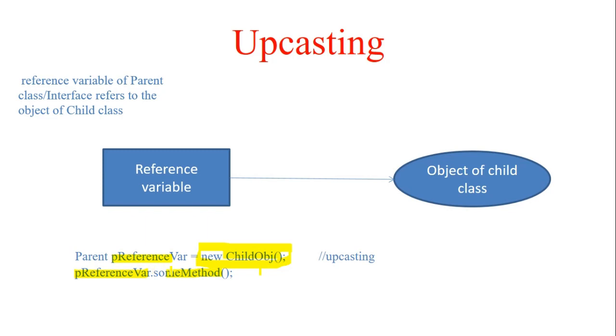You might find it difficult to understand: if I have the reference variable of the parent, then the method of the parent should be called. Why is the method of the child being called? But this is how it works in Java. This is called upcasting. Though your reference variable is of the parent, the real memory given by the new keyword is given to the child class, hence the method of the child class is called. This is called upcasting.